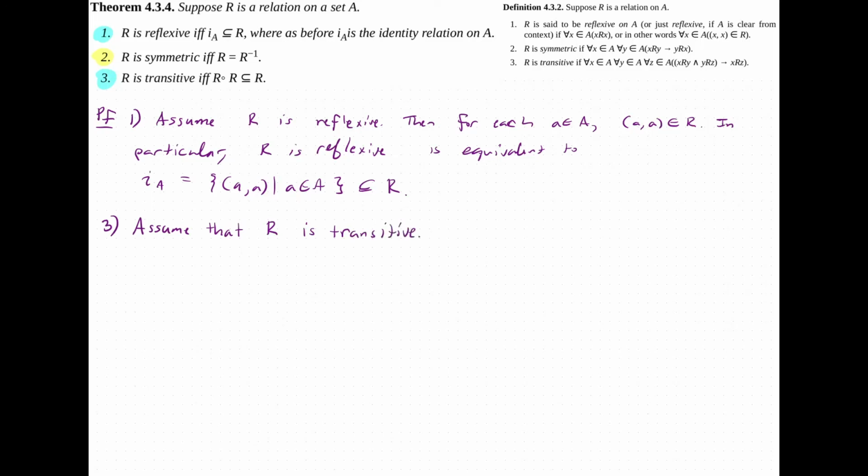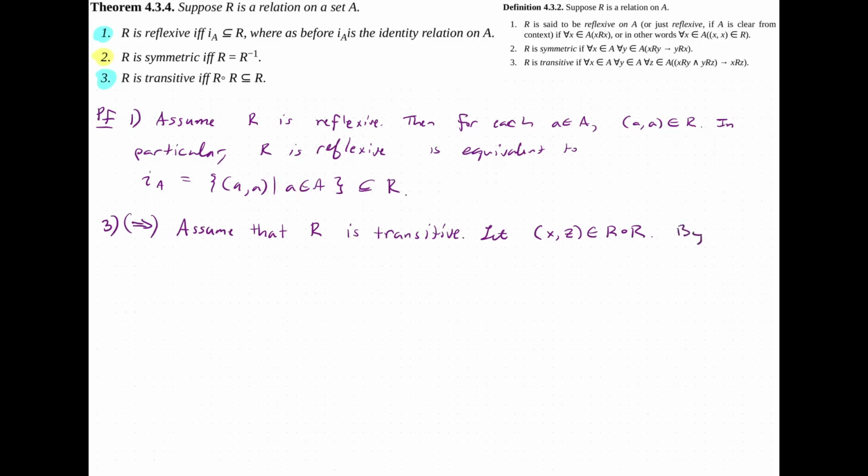What we want to show is that R compose R is a subset of R if and only if R is transitive. Let me put in here the forward arrow to emphasize we're doing the forward direction. So we assume that R is transitive. Now what we want to do is show that R compose R is a subset of R. So let's go ahead and choose an element in the composition of R with itself. So now let x comma z be in the composition of R with itself.